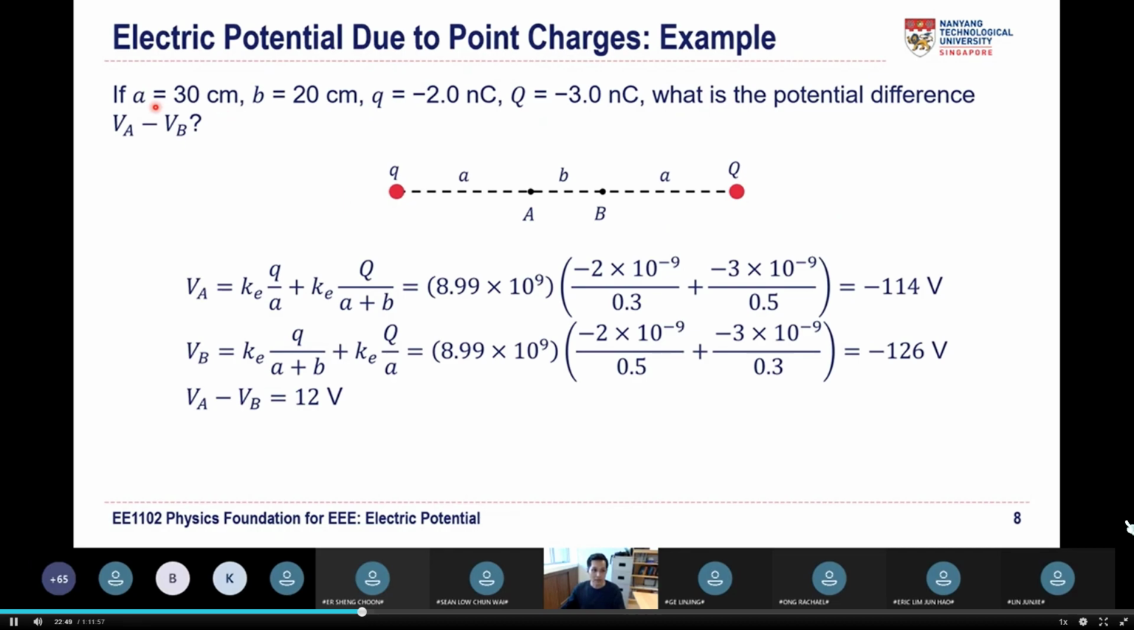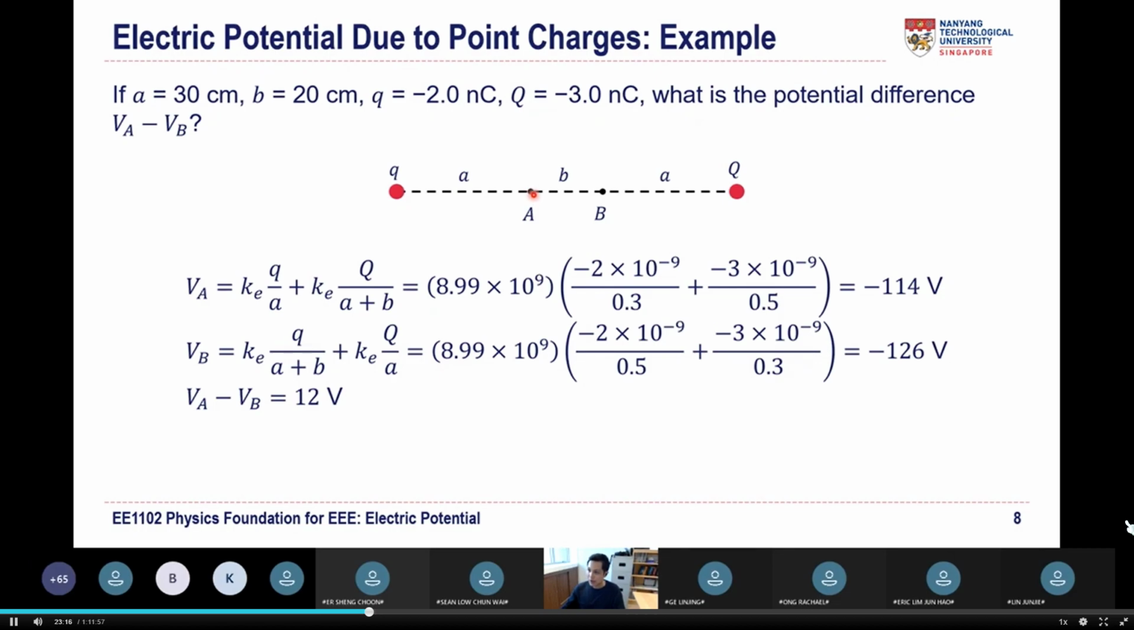Let's say we have two charges. One is small q and the other one is big Q. So that's a two-point charge system. And we try to calculate the potential difference between A and B, right? Potential difference between A and B. So in order to do that, how do we approach this problem? You need to calculate the electric potential at point A.